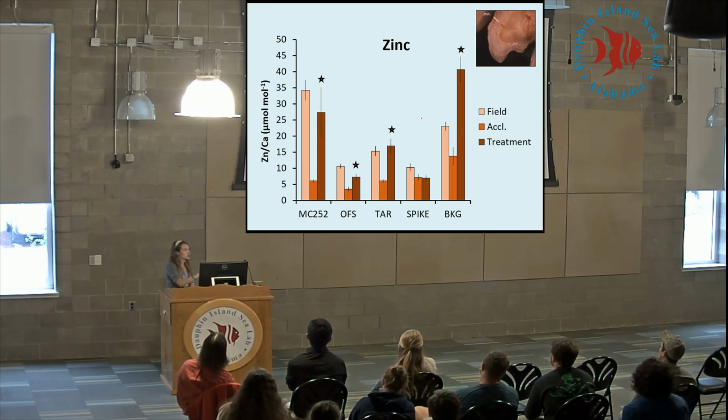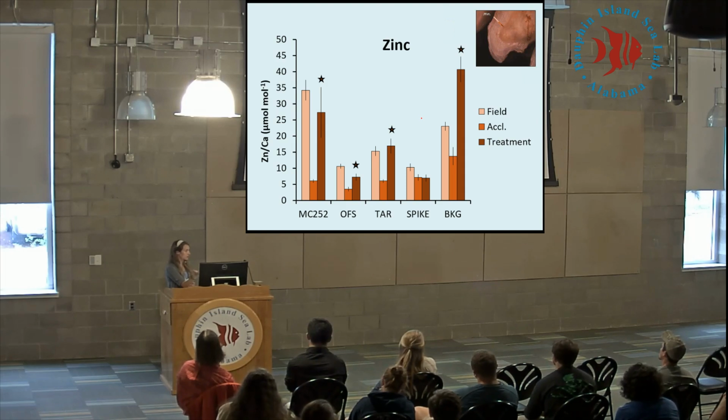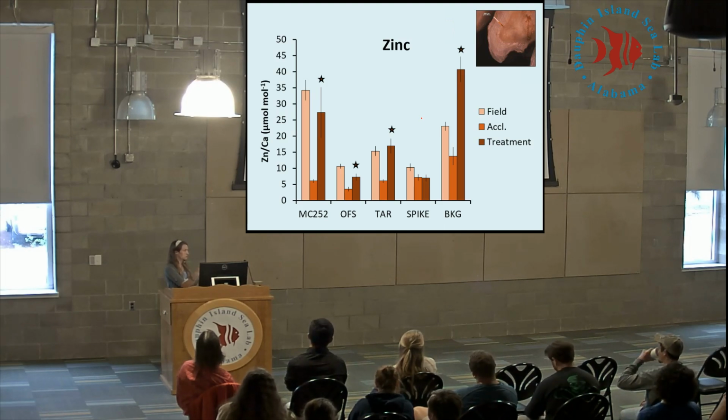Dr. Dorgan, can you go back to your graph, the zinc one, where you had a bunch of fields? You've got a lot of variability in your field collected samples. Do you know what? I don't specifically know.